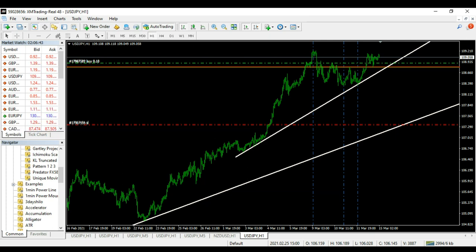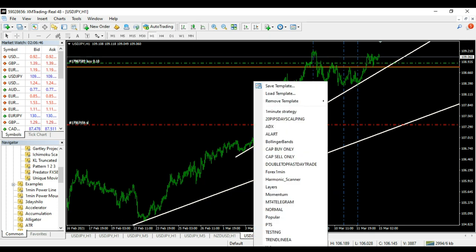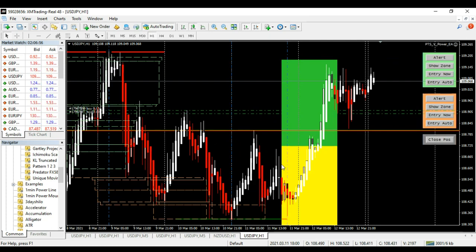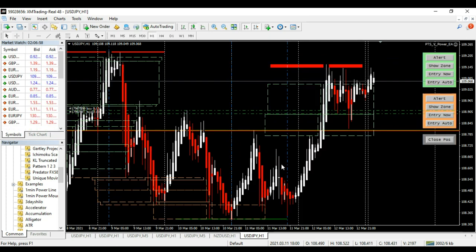Let us go to our own template and apply one kind of template where we have put a lot of color on our screen. Which is my template? Let me see it. Yeah. Do you see the difference?